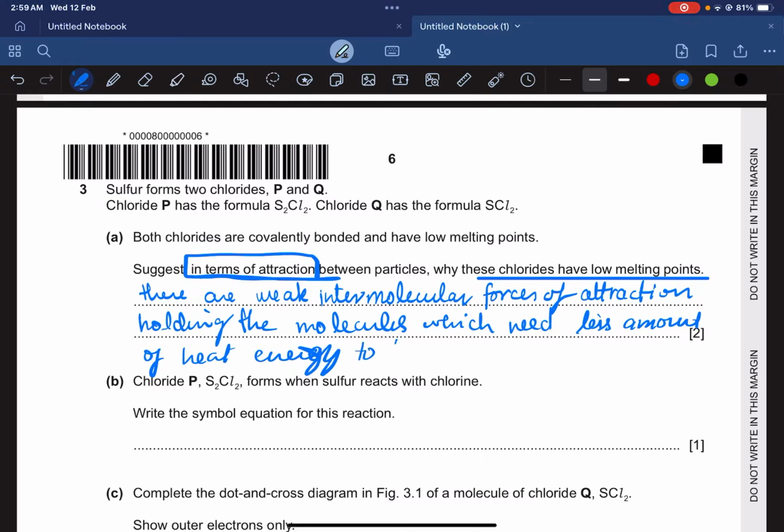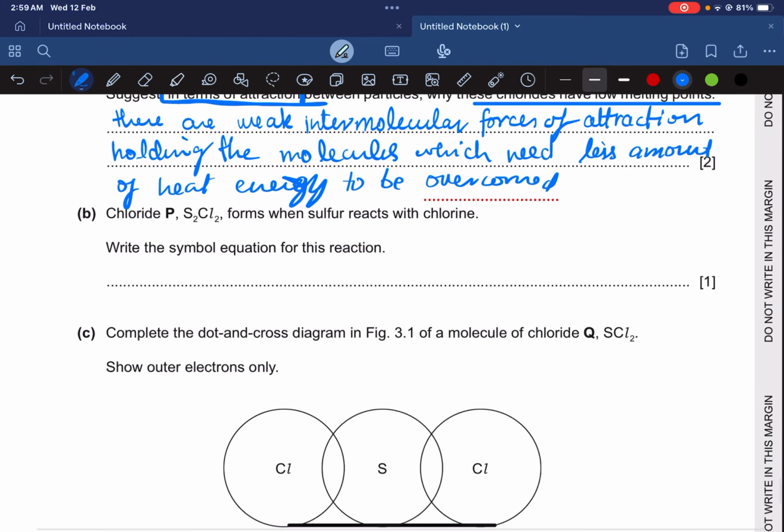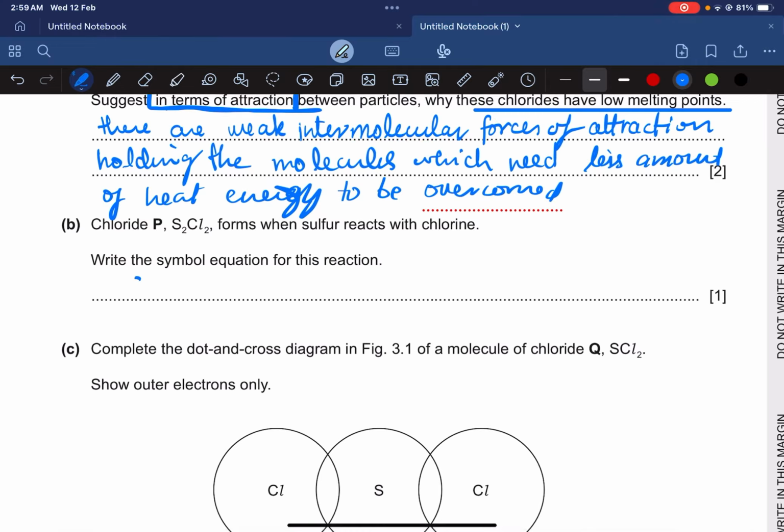Okay, let's move on to the next question, which says chloride P, S2Cl2, forms when sulfur reacts with chlorine. Write the symbol equation for the reaction. We simply have to react sulfur, which is S, plus Cl2 to form S2Cl2. We have to balance it, and we have 2 sulfurs here, so we're going to write a 2 over here as well.